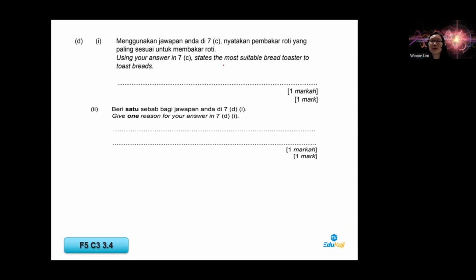Using your answer in 7C, state the most suitable bread toaster to toast bread. So do you want to use more energy or less energy to toast the bread? Supposedly least energy, right? Yes, so you can save more energy. So by right, your answer is R. The reason: lowest energy use, or saves energy, like the teacher mentioned.